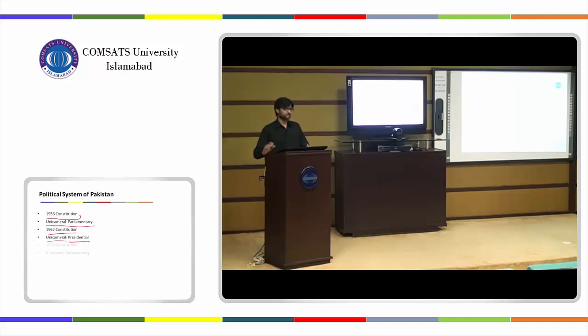In the presidential system, the president is the chief executive of the country, and it is not the case in the parliamentary system, because in the parliamentary system the prime minister is the chief executive of the country. So in the presidential system, the parliament is separate from the executive. Like in current day, you can see the system in the United States of America, that is a presidential system where the Congress, or the legislature, is completely separate from the executive.